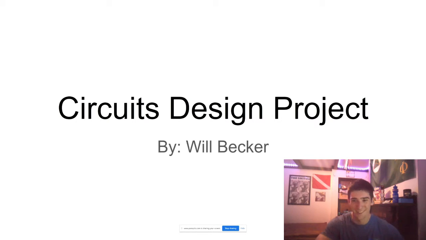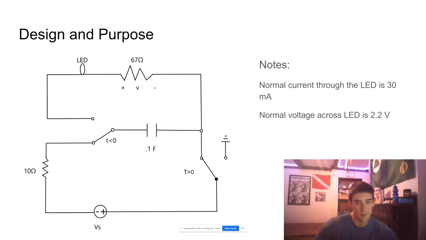I'm Will Becker, and this is my circuits design project. So the purpose of my design is to basically be an off light. While an electrical device is on, it is charging a capacitor, and when the device is off, it flips a switch, and that capacitor is used to power an LED light, which tells you that the device is being powered off. So here's my circuit schematic.